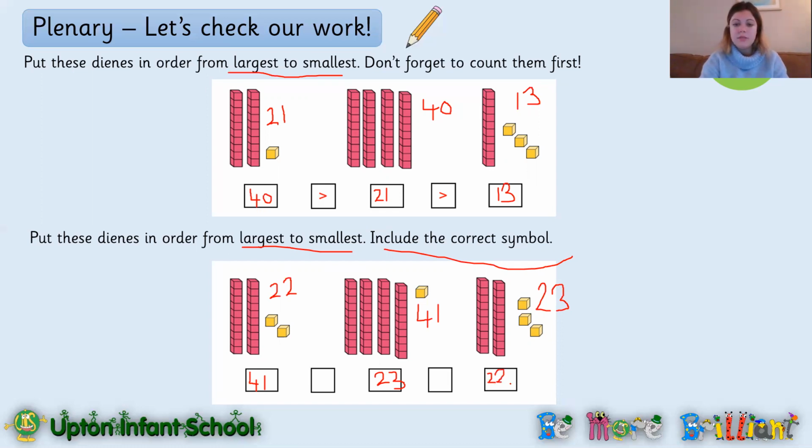Okay, so my symbols are missing. So I need to find my more than symbol. Well, 41 is more than 23. So it must be this one. And 23 is more than 22. So that would be the answer to that question. And well done if you got that right.